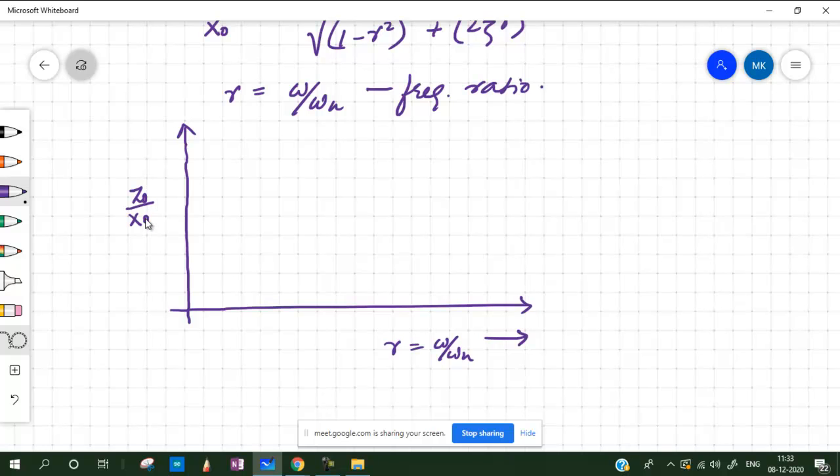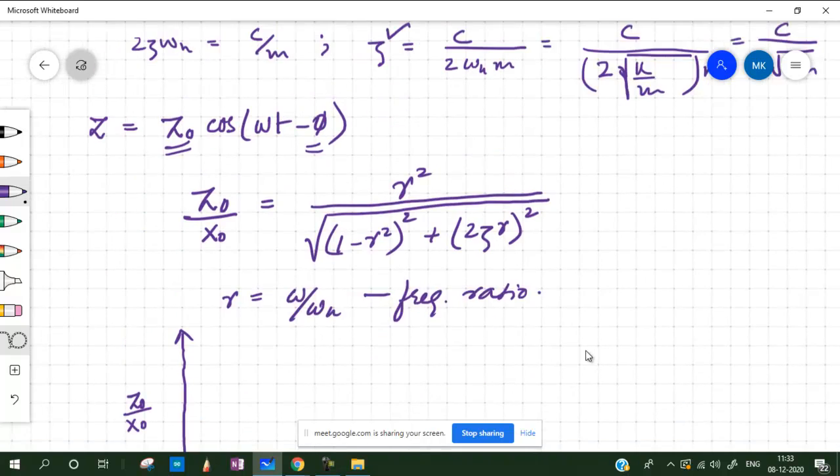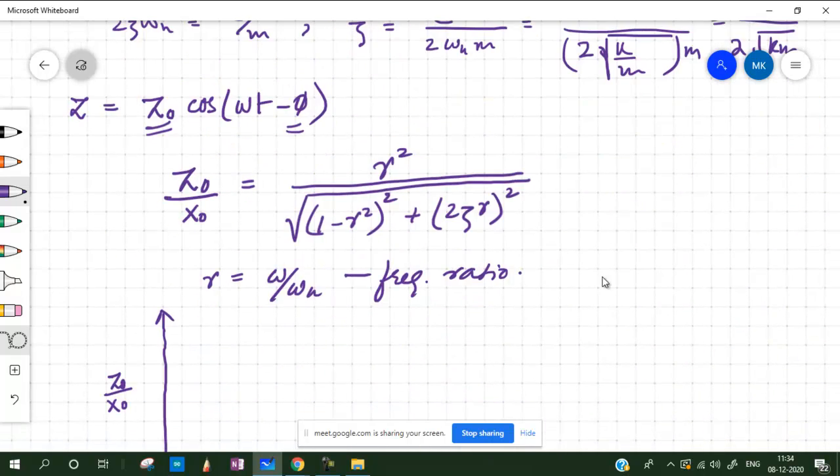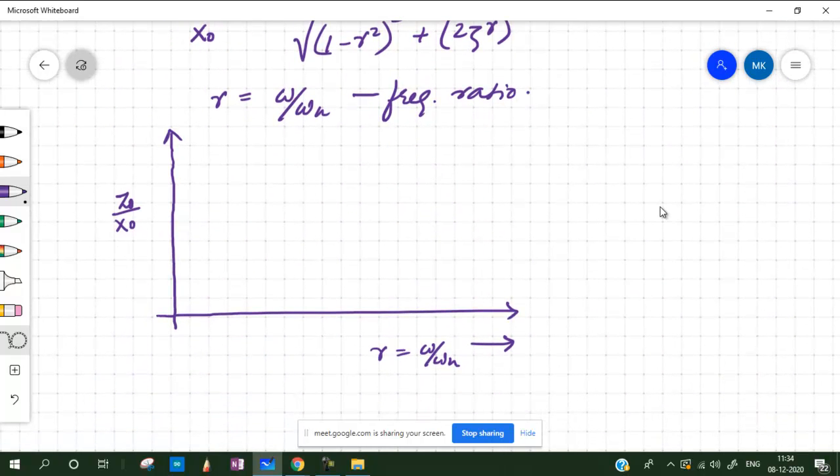So z0 is also an amplitude, x0 is also an amplitude of the forcing function, or you can say of the input, which is the motion of the object. So we are defining nothing but the amplitude ratio of the output and the input, and we are trying to plot it with respect to the ratio of the frequency. So this is again a popular figure that you must have seen in vibration. I'll just redraw it here. So this is how it looks like.